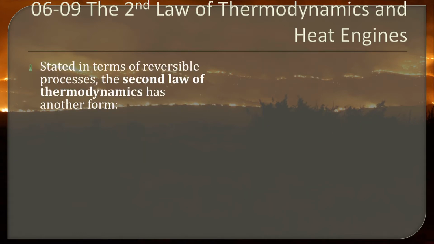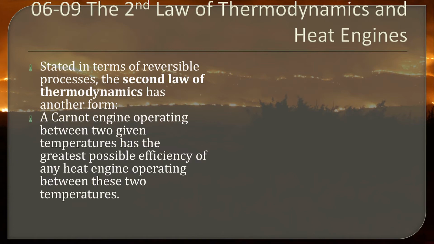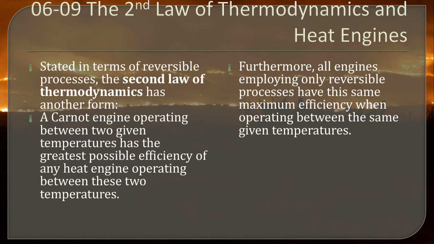All right, so there are several different ways to state the second law of thermodynamics. For heat engines, it's that the Carnot engine operating between two given temperatures has the greatest possible efficiency of any heat engine operating between these two temperatures. And you're going to say, well, what's a Carnot engine? Well, just a minute. Furthermore, all engines employing only reversible processes have the same maximum efficiency when operating between the same given temperatures. So a Carnot engine uses only reversible processes.